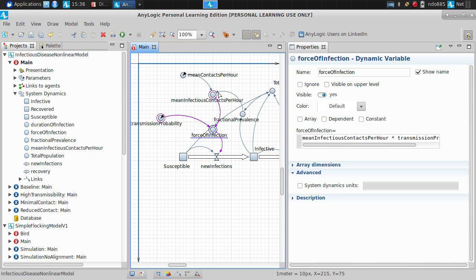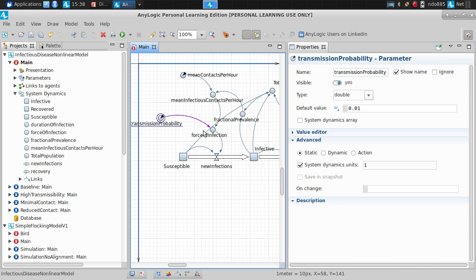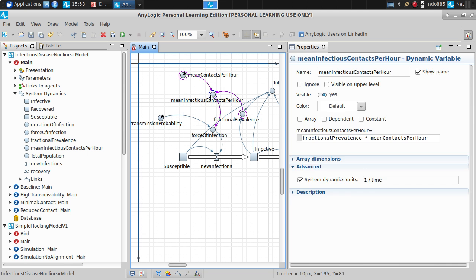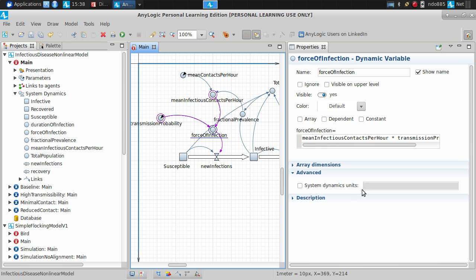What does its units have to be to be consistent? Well, it's whatever this is times whatever that is. So this is 1 over time. This is 1. What do the units of this have to be?